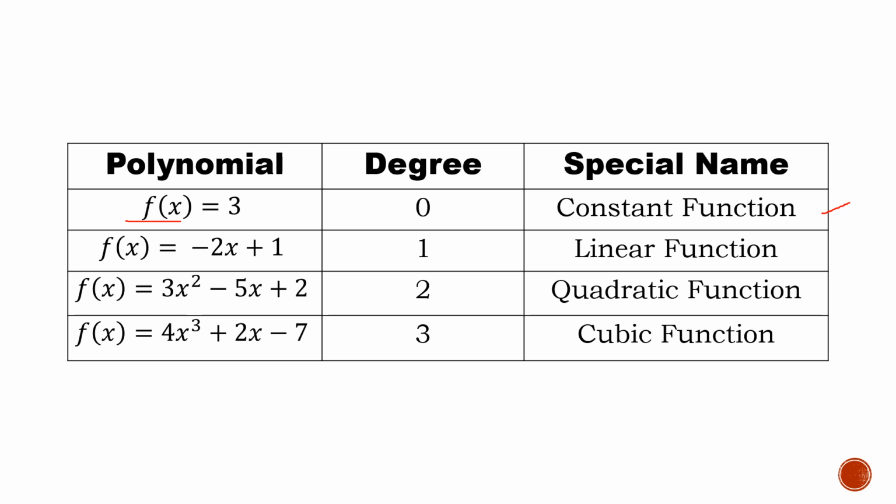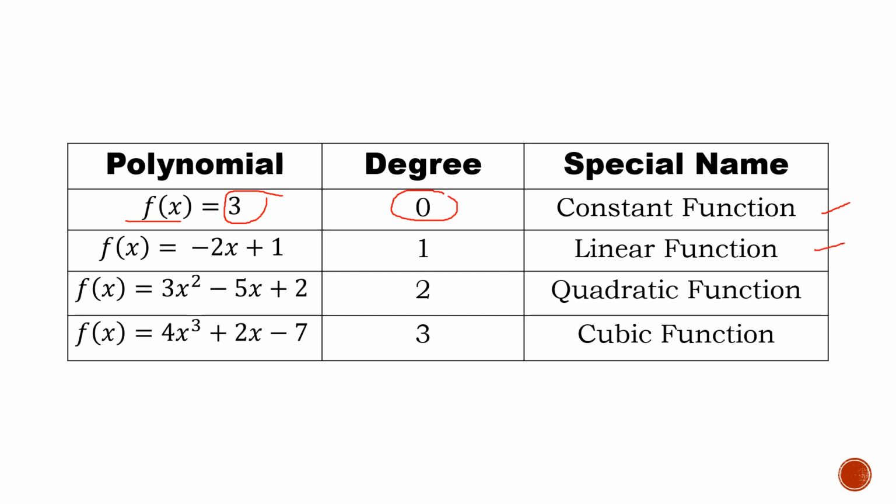As you can see on the right side of this function, there is a number without a variable attached to it. So if this is your given function, this function is called a constant function. Why? Because your degree, or the highest degree that you can see on this, is 0, because there is no attachment of variable. So there is no x variable on it.